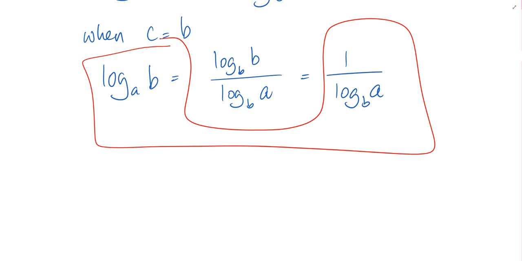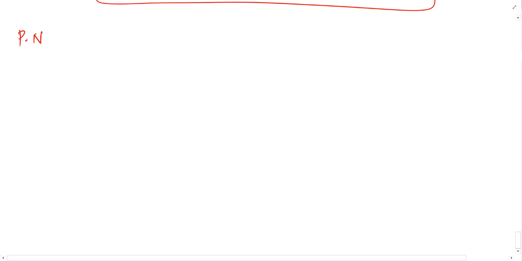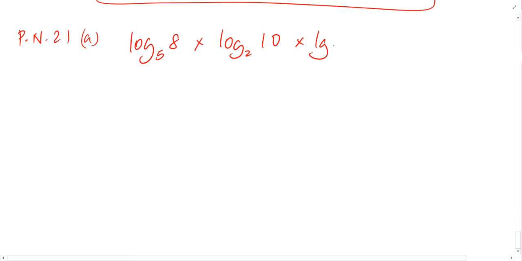Now let us take a look at practice now 21. Part A. Find the values without using a calculator. So log base 5 of 8 times log base 2 of 10 times log base 10 of 5. Not all same bases. Yes, the bases are all different. We don't like a situation when all the bases are different. So you choose a base that you like to convert everything to.